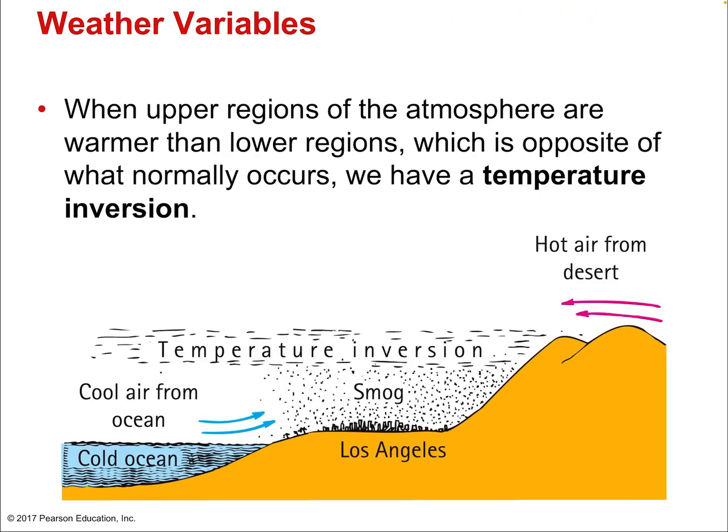When upper regions of the atmosphere are warmer than lower regions, which is the opposite of what normally occurs, we have a temperature inversion. And you might be thinking, wait, does that ever happen? Well, certainly. Now sure, most of the time as you go to higher elevation, the air cools. But sometimes there's warmer air above. For example, what if there's a high elevation desert with some winds towards the coast? Well, then there could be hot air coming off, creating a region of hot air up above.